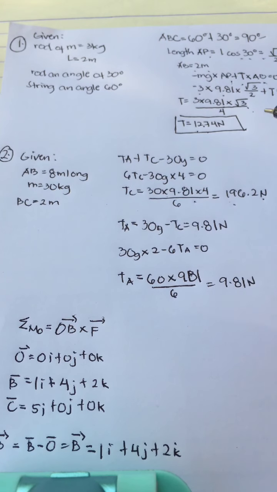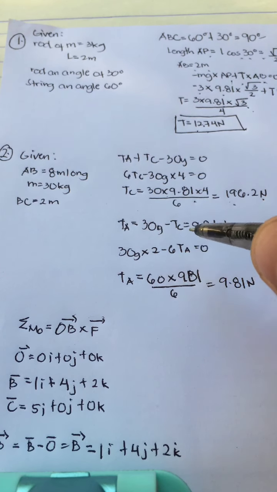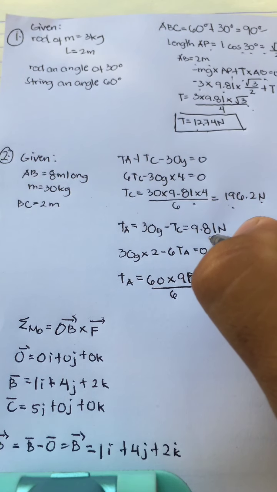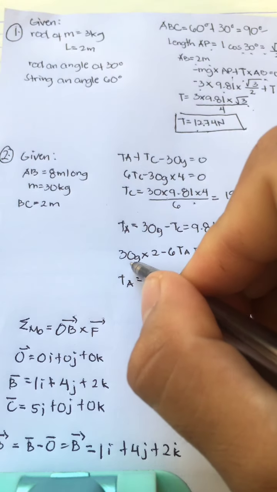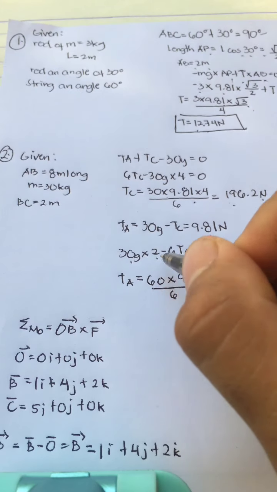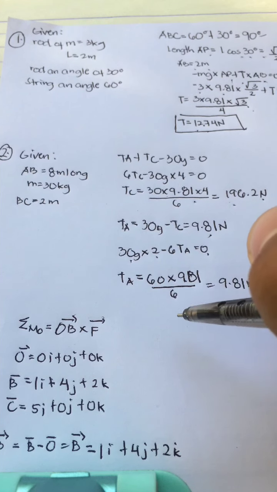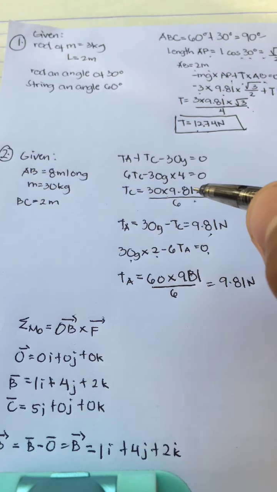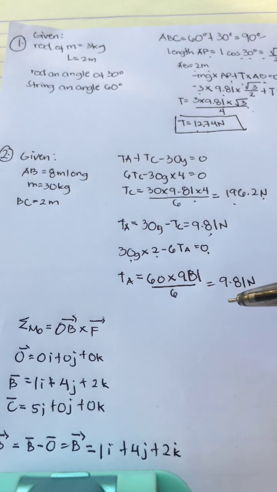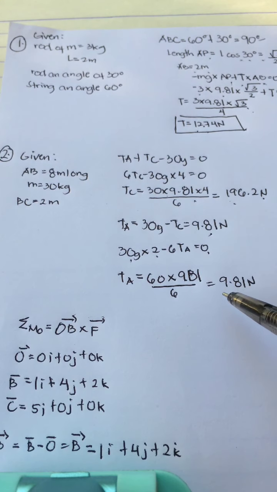Next we find tension A, which is 30 minus tension C is equal to 9.81. Next is 30 times the 2 minus 6. Tension A is equal to 0. So tension A is equal to 60 times 9.81 over 6, which is equal to 9.81.